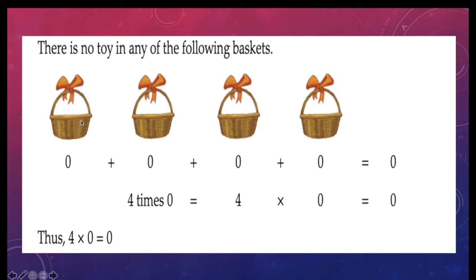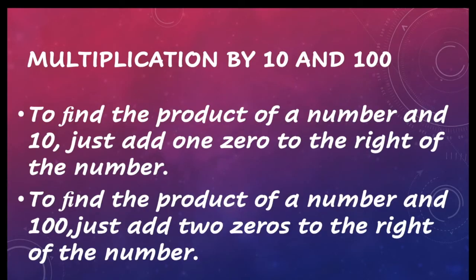Here we have 4 baskets, but do we have anything in the baskets? We don't have anything. So 0 plus 0 and 0 plus 0, which is equal to 0. Here, the multiplier is 4, that is we have 4 baskets and we don't have anything in the baskets, which means 0. So 4 into 0 is 0. Thus 4 into 0 is 0 itself. So when any number is multiplied by 0, it gives 0 as the product.